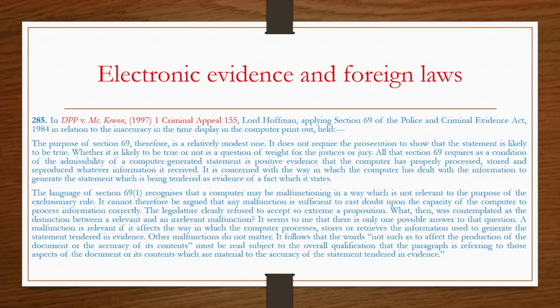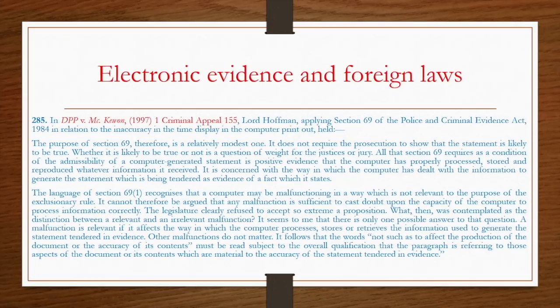The language of section 69(1) recognizes that a computer may be malfunctioning in a way which is not relevant to the purpose of the exclusionary rule. It cannot therefore be argued that any malfunction is sufficient to cast doubt upon the capacity of the computer to process information correctly. The legislature clearly refused to accept so extreme a proposition. What then was contemplated as the distinction between a relevant and an irrelevant malfunction? It seems to me that there is only one possible answer to the question. A malfunction is relevant if it affects the way in which the computer processes, stores, or retrieves the information used to generate the statement tendered in evidence. Other malfunctions do not matter.